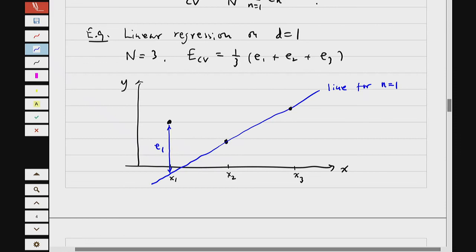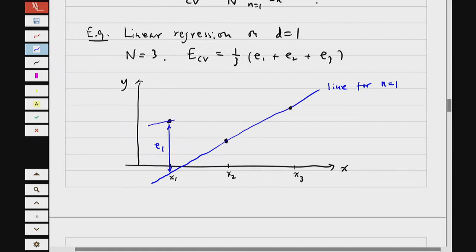Now, let's do another one. We have to repeat, right? Let's repeat. n equals 2. We take out the middle point, then we do linear regression using the remaining 2 points. The line looks like this. So this is the line for n equals 2. And the error, of course, would be between these 2 locations. So this is E2.